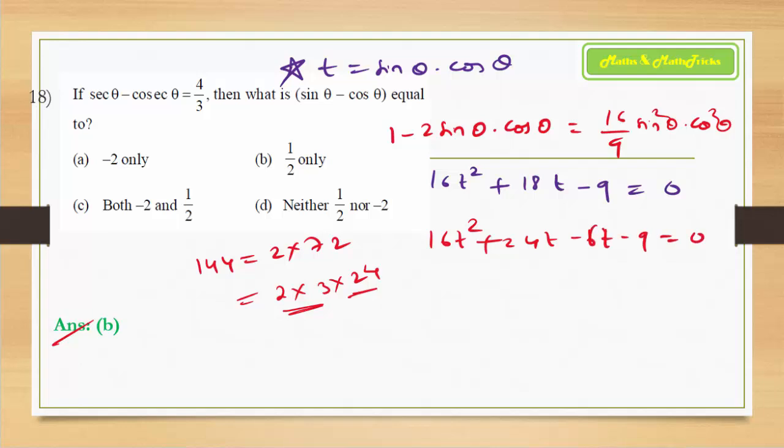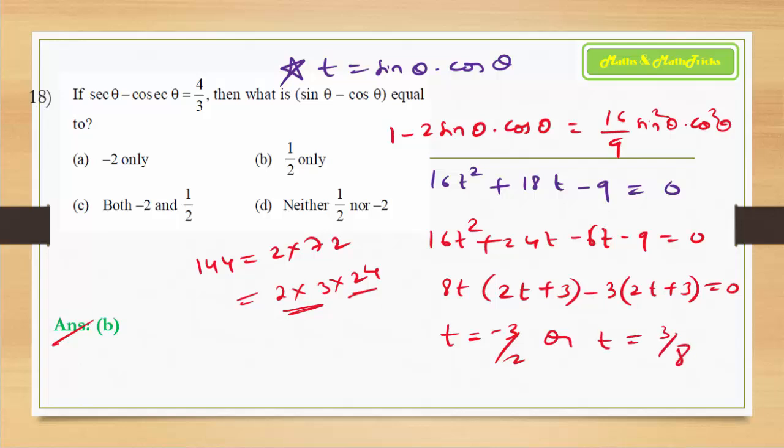When you solve, taking 8t common here, 2t plus 3, then minus 3 common there, 2t plus 3 is equal to 0. So basically you are getting t is equal to minus 3 by 2 or t is equal to 3 by 8. But t cannot be negative here, because if you take that, it means that sine theta into cos theta is negative, which is impossible in the first quadrant. So only the value of t that matches is 3 by 8.